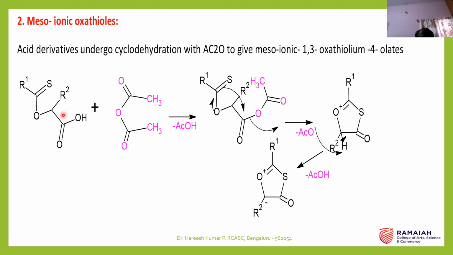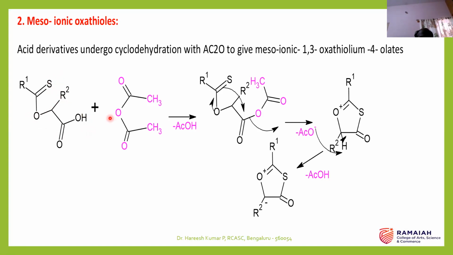Of course, this is a carboxylic acid and this is an alpha carbon. Okay, alpha carbon. This is called thiocarbonyl and this is oxy. Alpha thiocarbonyl oxy, when it is treated with acetic anhydride, it leads to the formation of oxathiol. So, as usual, similarity is there between this and the previous one. In the previous one, there is a nitrogen here and there is an oxygen here, but now there is an oxygen here, there is a sulfur here, that's all.